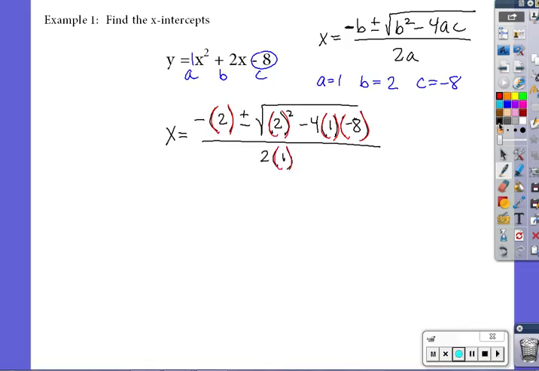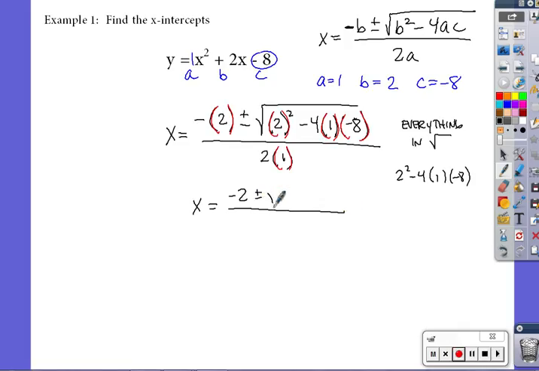Now, when you're simplifying this, you can do this however you want, but my way, I like. The first thing we should do is everything inside the square root. Not the square root itself, just what's inside of it. So in your calculator, you're going to be typing 2 squared minus 4, 1, negative 8. If you do that, you should be getting 36 for your answer. So I'm going to rewrite all this. I know that seems like a lot, but I'm going to rewrite this, replacing what's inside the root with the 36. That's the first step.